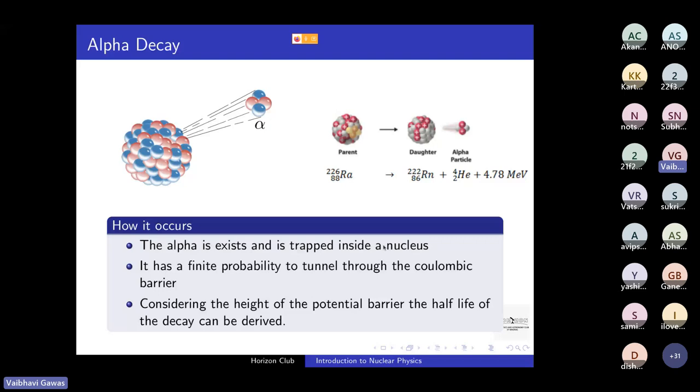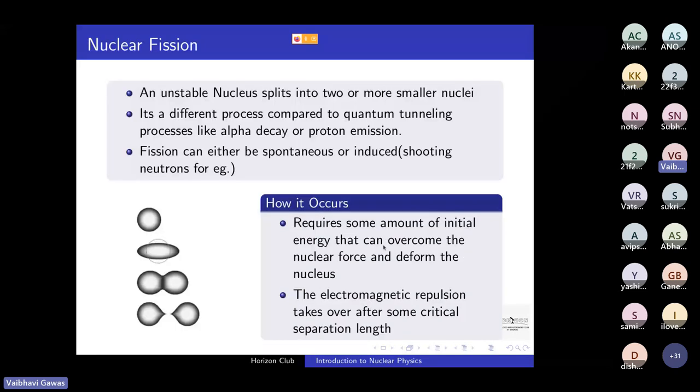So the next process we have is nuclear fission. Fusion is where you combine two different nuclei to form a heavier nucleus. But in nuclear fission, your heavier nucleus splits into two or more smaller nuclei. And when they split, the nuclei are almost of a similar size. This process is different from your alpha decay of proton.